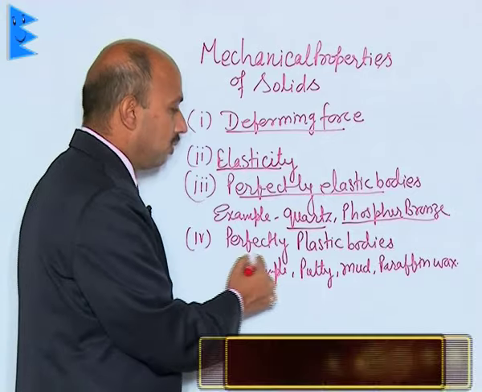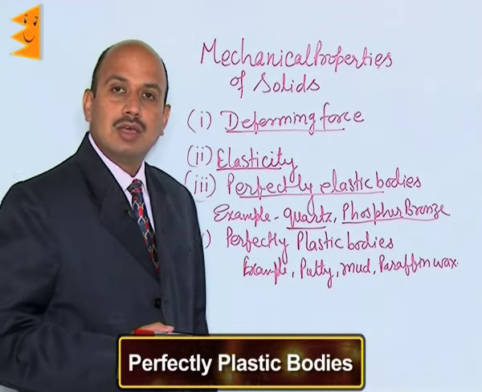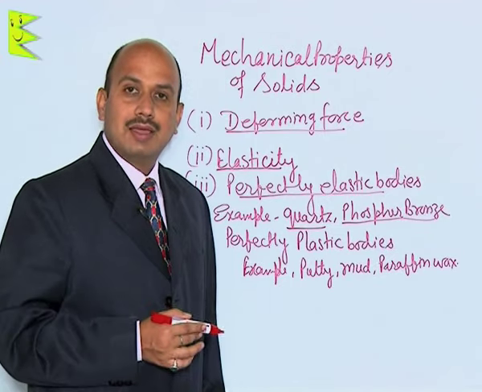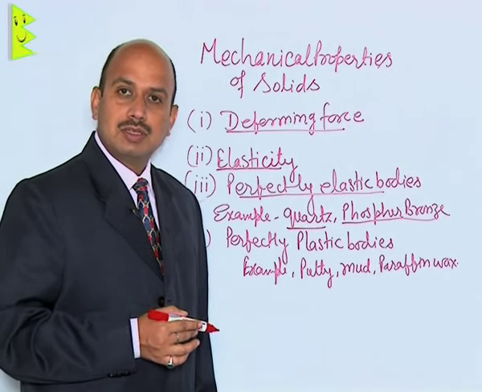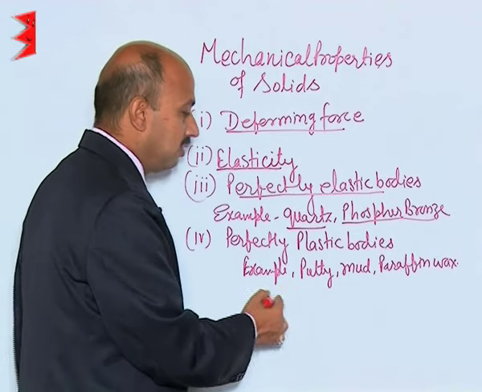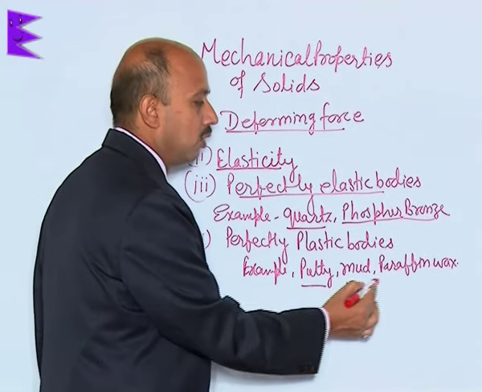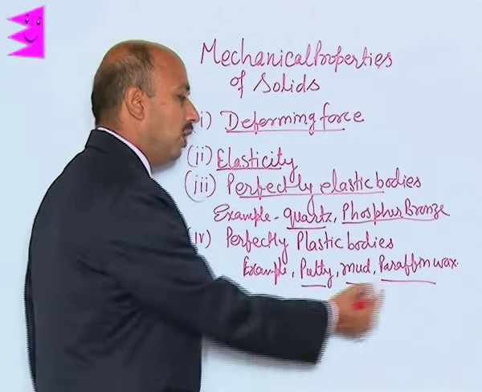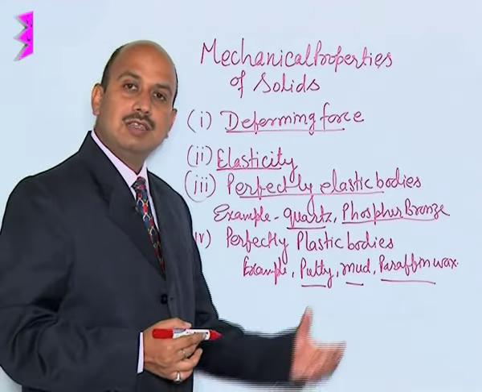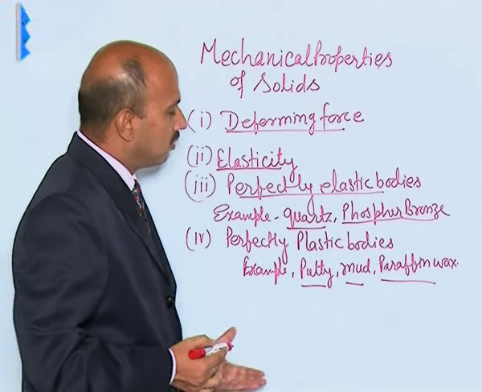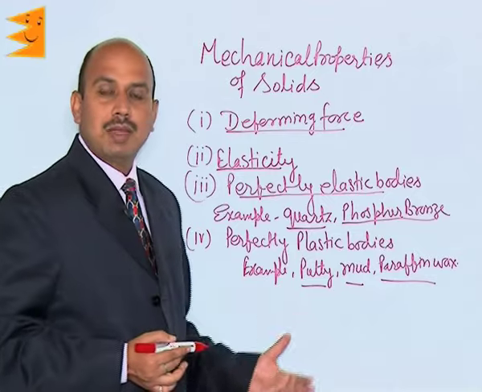Now, see the next one, perfectly plastic bodies. Actually, plastic bodies are those bodies which do not regain their original configuration after removal of deforming force. There are certain examples like putty, mud or paraffin wax. If you apply deforming force on these bodies and remove it, then these bodies do not regain their original configuration. So, these bodies can be considered as perfectly plastic bodies.